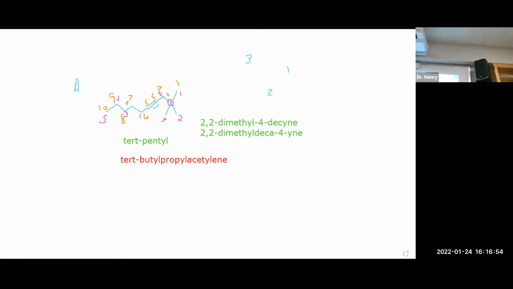Yep, it has a triple bond. Triple bond right there. And then on one side you have one of your structures, and on the other side you have the other structure. So we have an N pentyl and we have a tert pentyl, right?